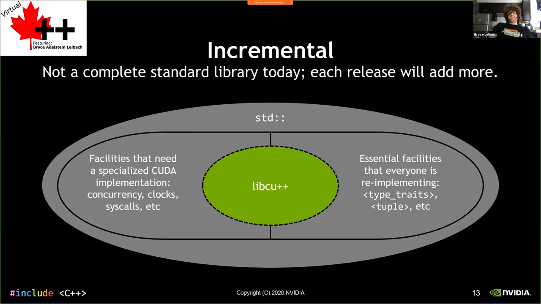And then we have our central facilities that everybody is going to be re-implementing anyways. So these are things like type traits, tuple, variant, optional, etc. These are things where the implementation in GPU code is not going to be any different than the implementation in CPU code. There's nothing platform specific about how you'd implement tuple. But it's still very valuable for us to provide these facilities so that people don't have to go off and recreate them themselves.